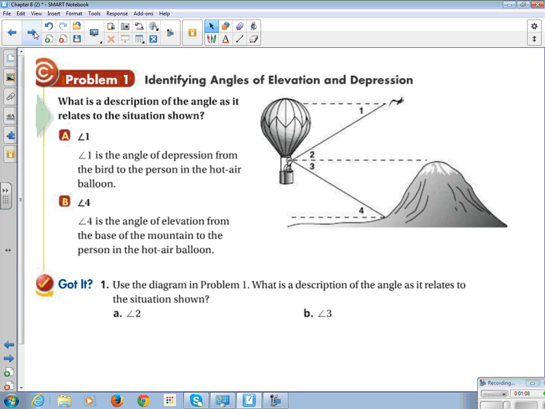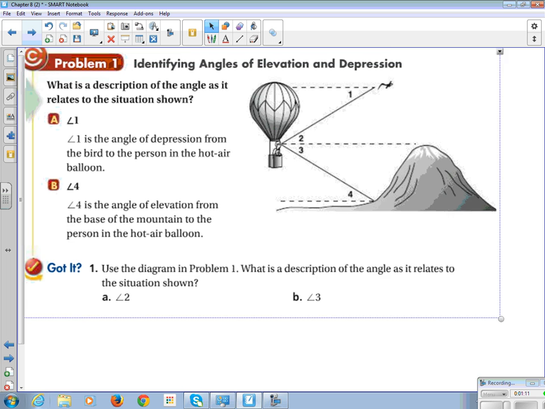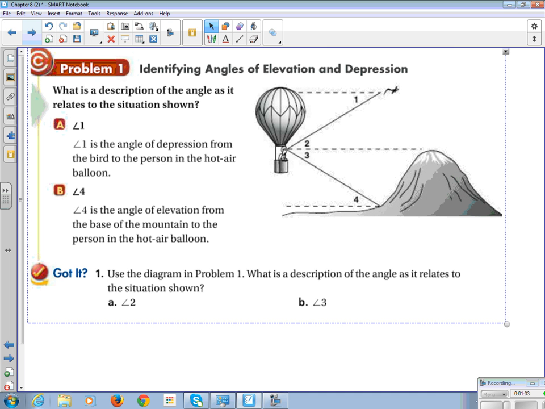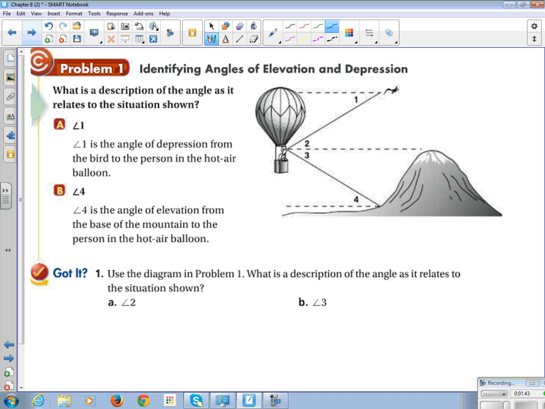So if we were to identify it here in problem 1, what is the description of the angle as it relates to the situation? And shown, angle 1 is right here. He has a horizontal line on top, so he must be an angle of depression. Angle 4 is from the ground, so he is looking up, so he is an angle of elevation. So let's look at our got it problem. Use the diagram in problem 1, so that's this picture. What is a description of the angle as it relates to the situation?